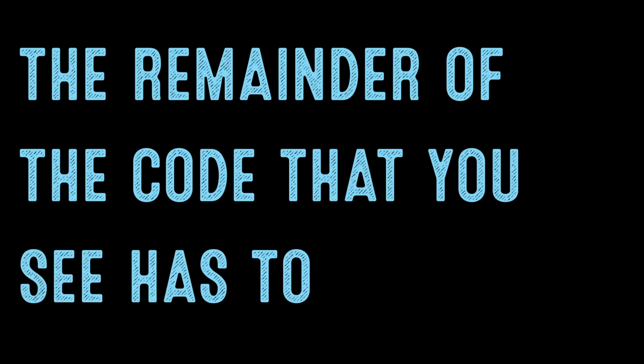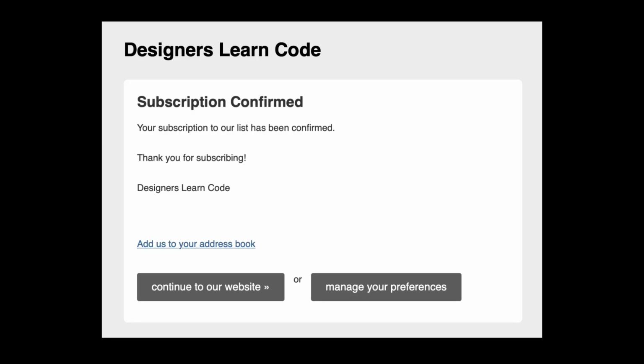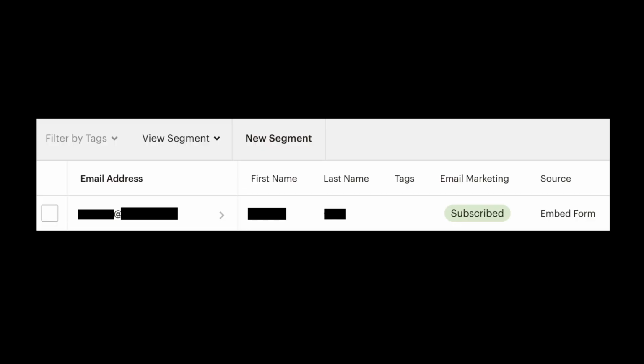The remainder of the code that you see has to do with error messaging for the form so that the user is sending data in the correct format and sending the required data. So once someone fills out the data requested in the correct format and hits submit, we will see a confirmation message. And if we look back into our account, we see that we now have someone signed up to our list.